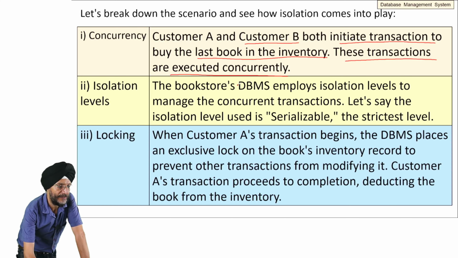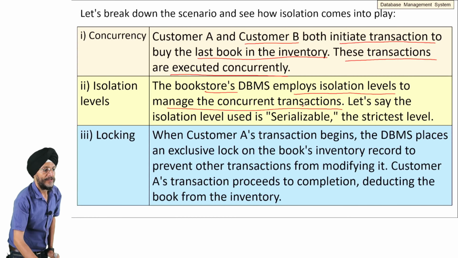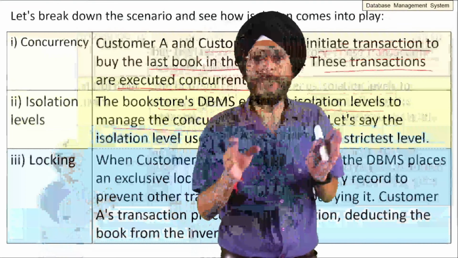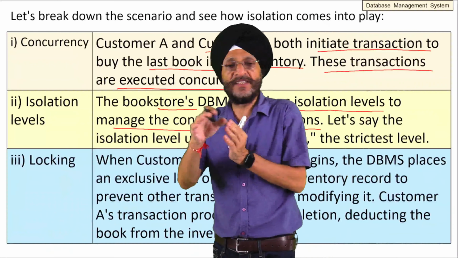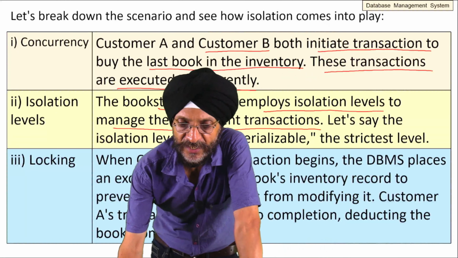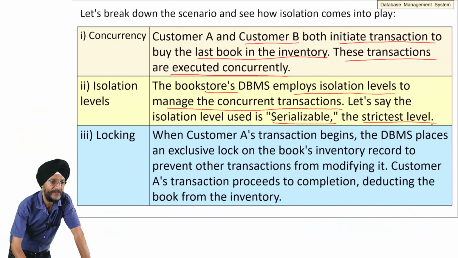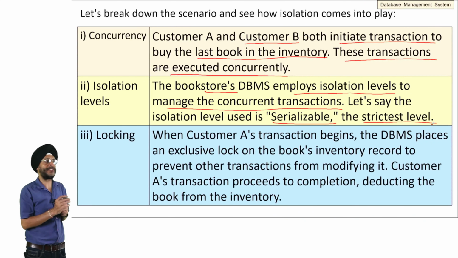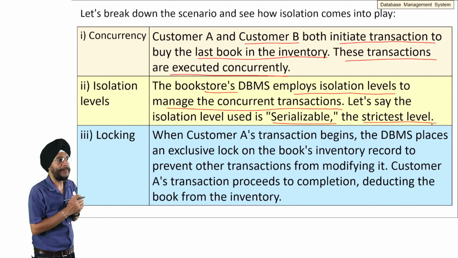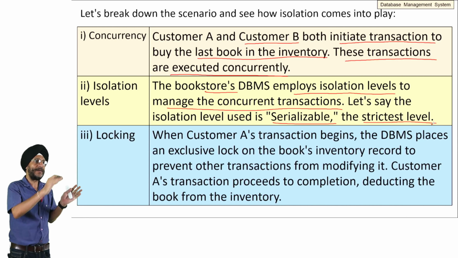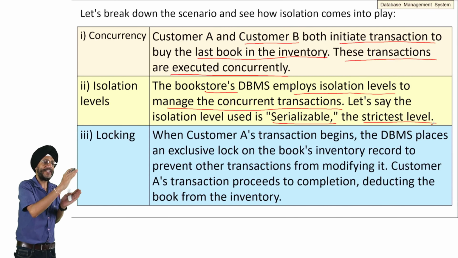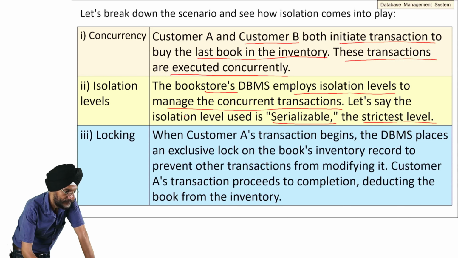The DBMS system which is being used by the bookstore implies isolation levels to manage the concurrent transactions. Let us say the isolation level being used by the bookseller in its DBMS system is serializable. That is the highest level, strictest level of isolation being used in the DBMS. We have already learnt about these four isolation levels in our previous course in detail.